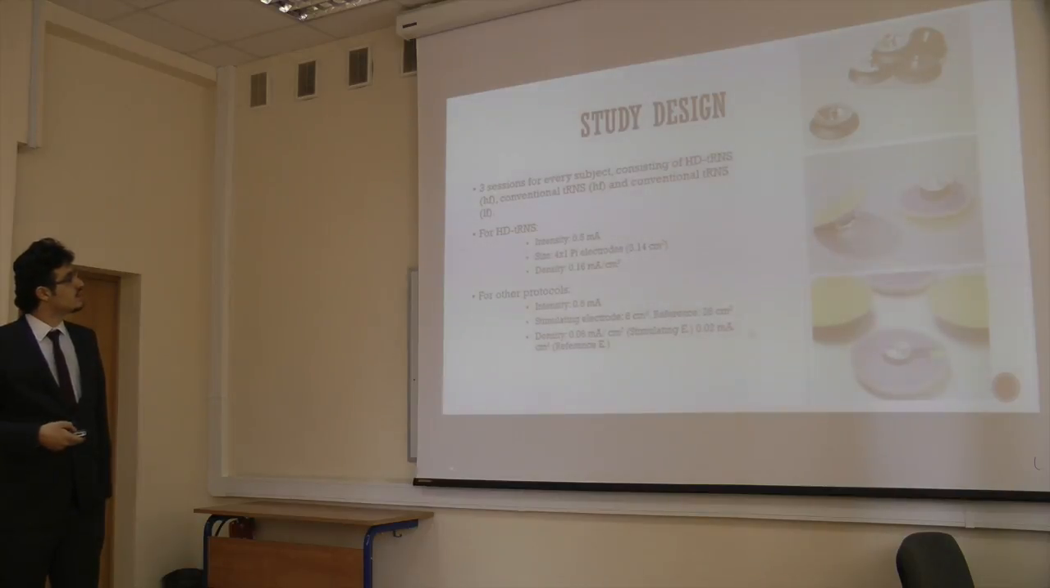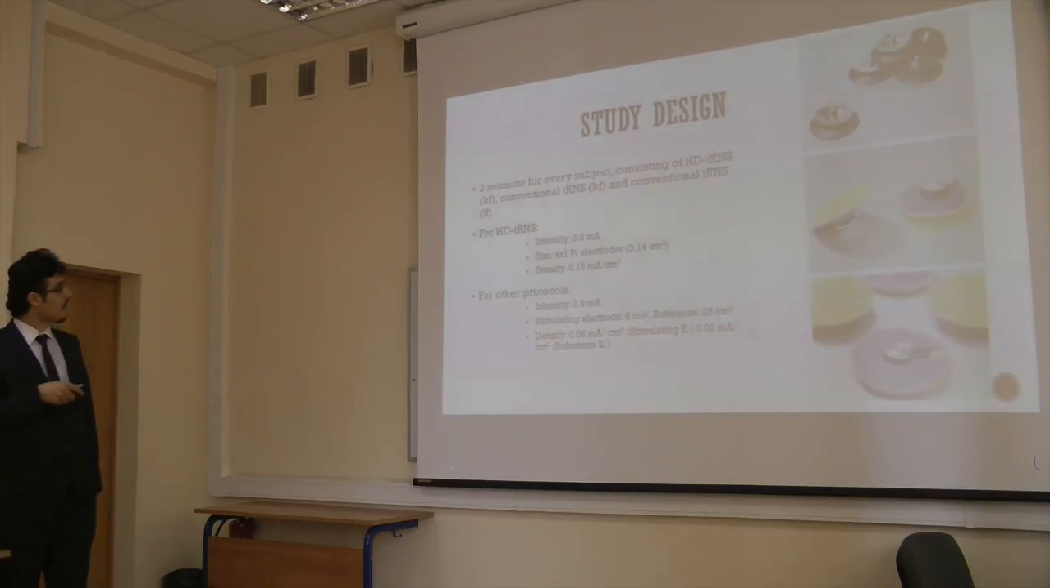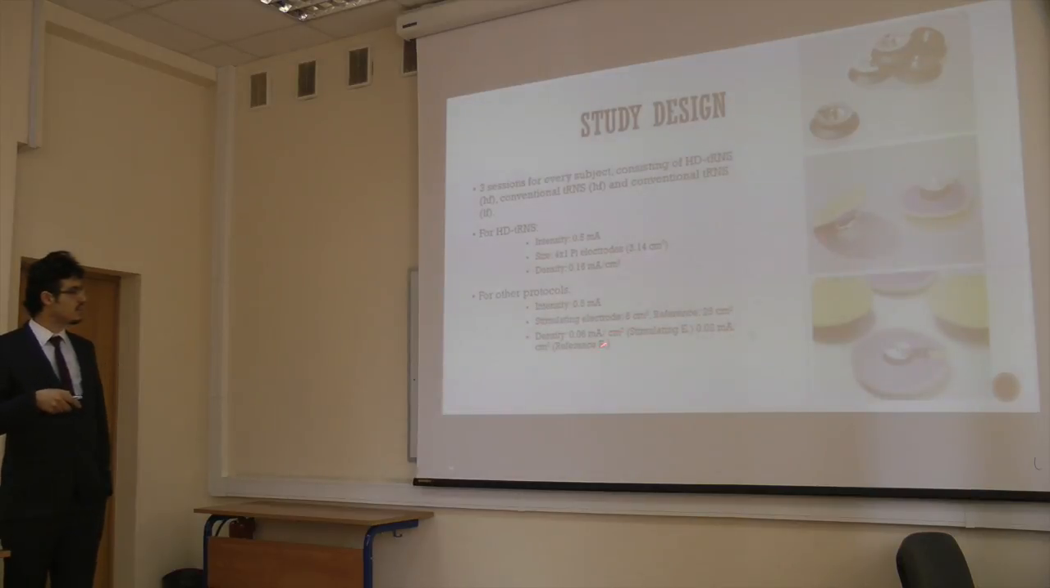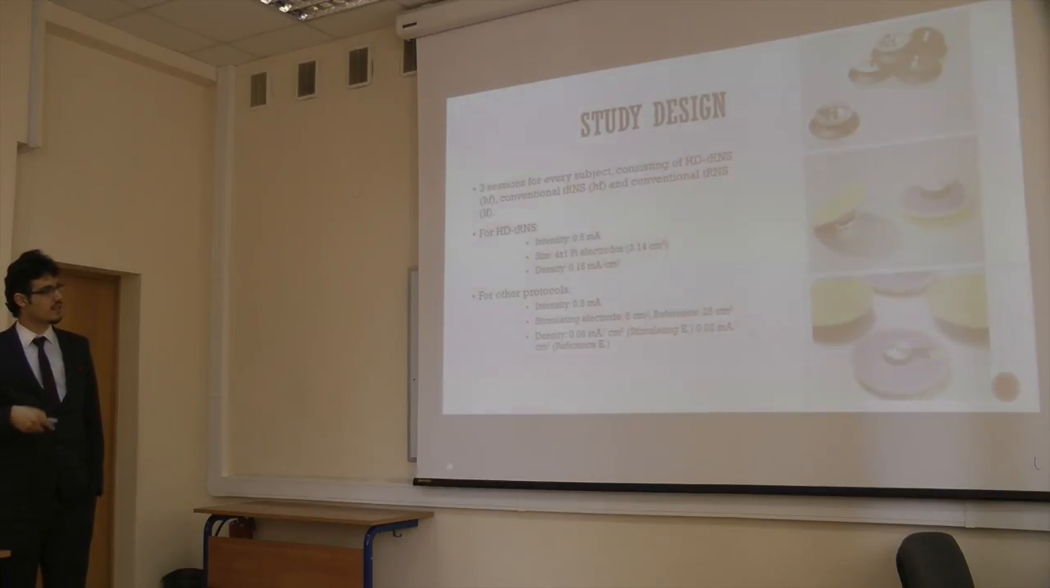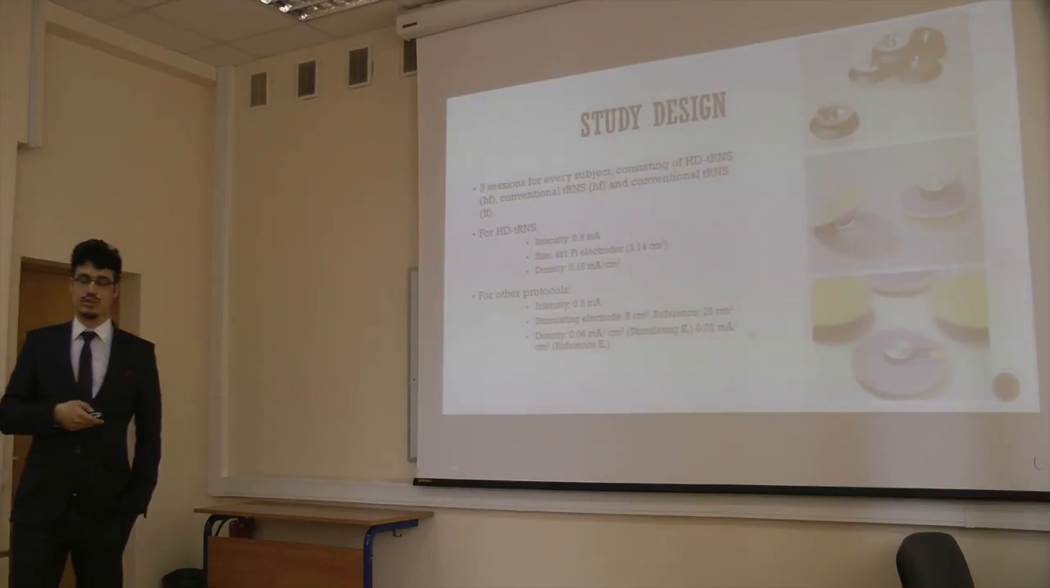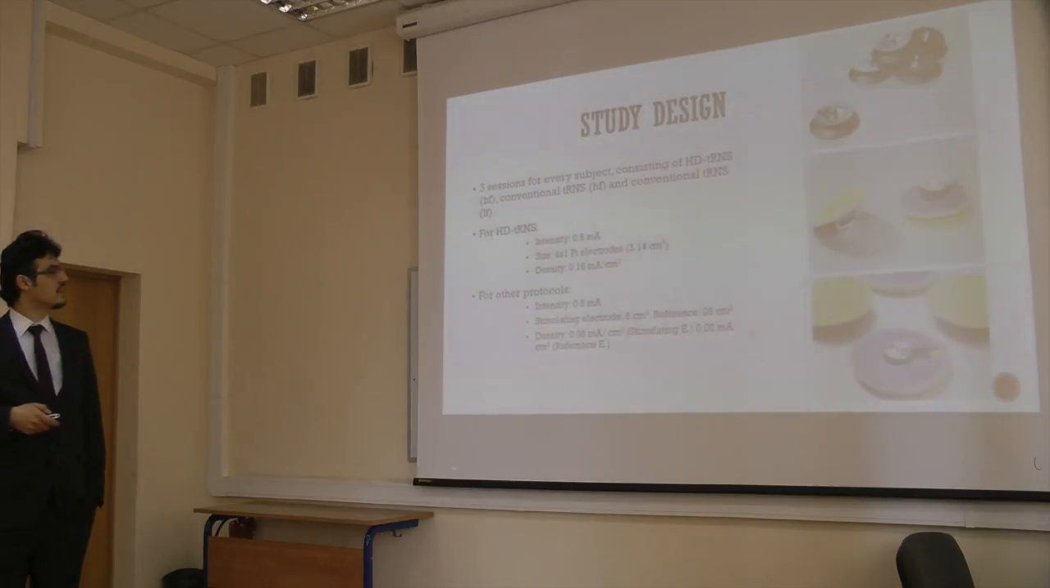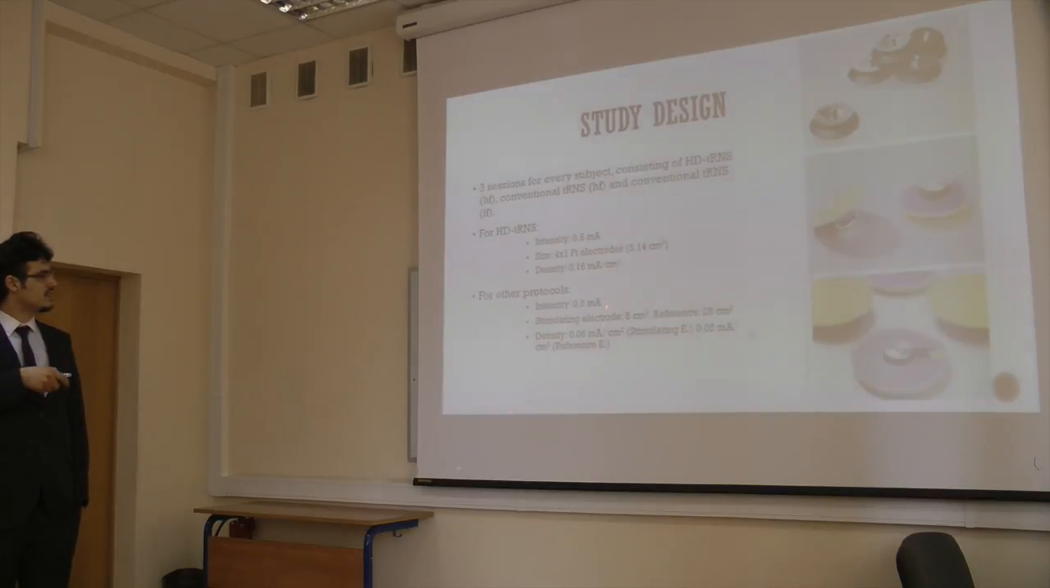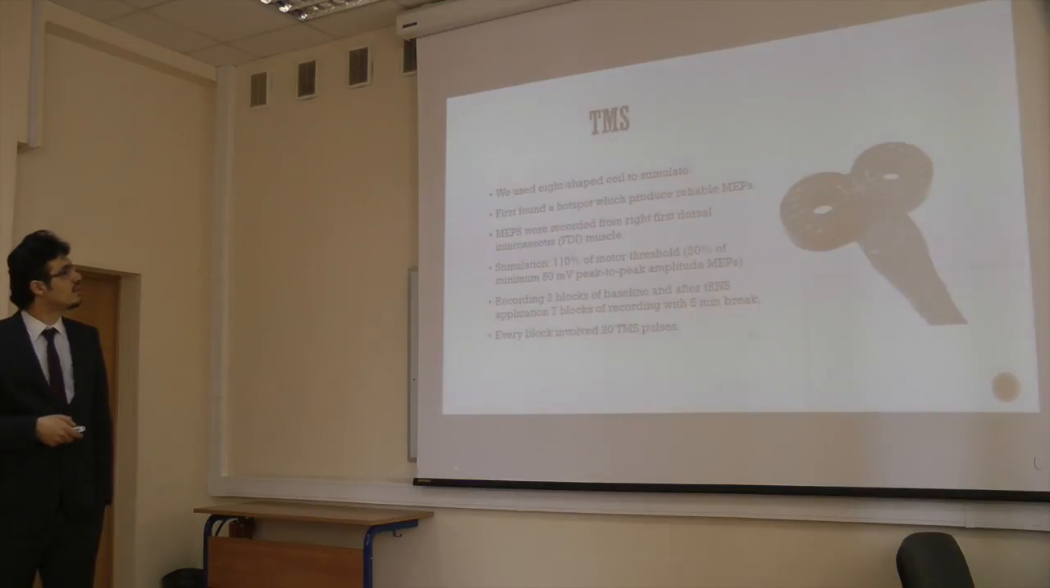Continuing on study design, for HD we have an intensity of 0.5 milliamp, and the size of the electrode is 3.14 square centimeters, and the density is calculated accordingly. For the other protocols we have the same density, but the electrode sizes change. This is 3.14, this is 8 square centimeters, this is 25 square centimeters that we use. And the density is just the intensity over the area of the electrode.